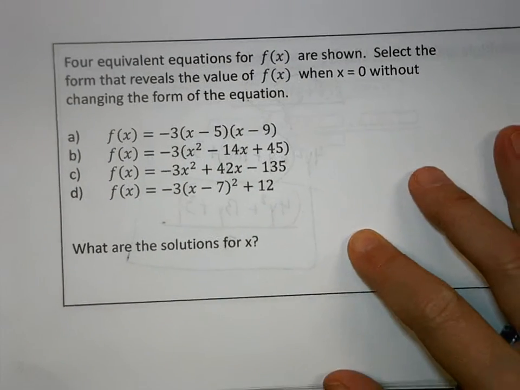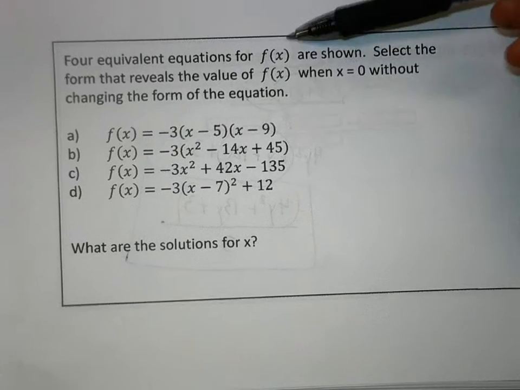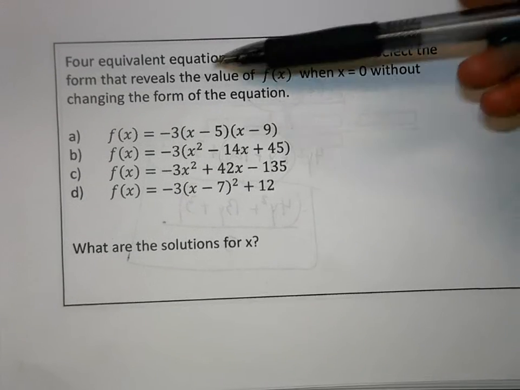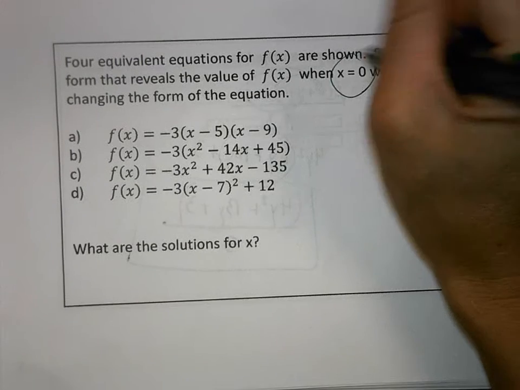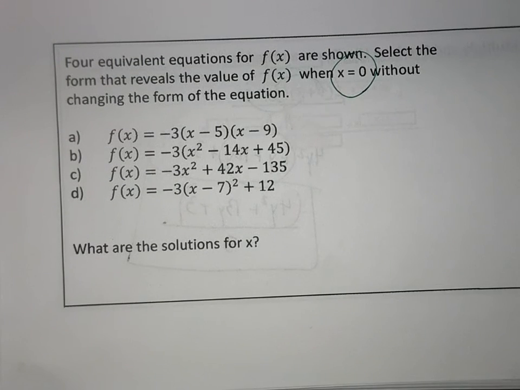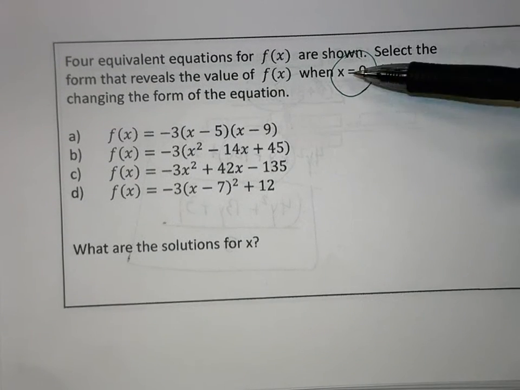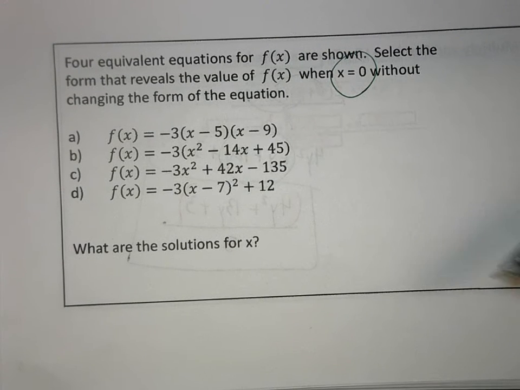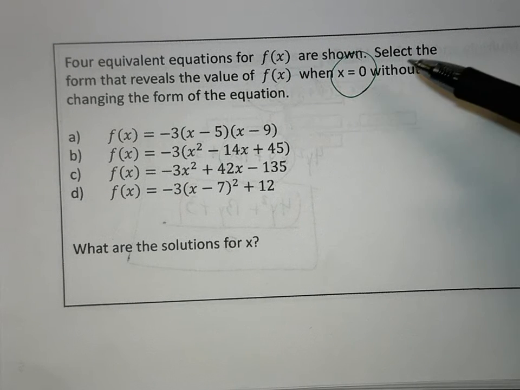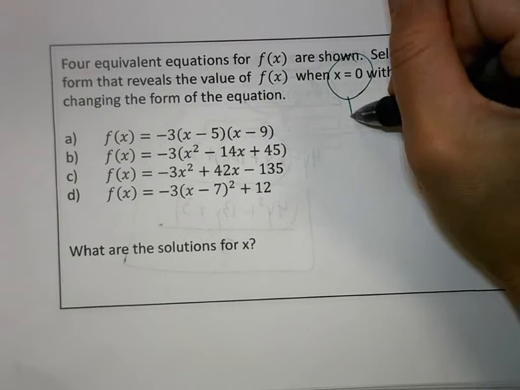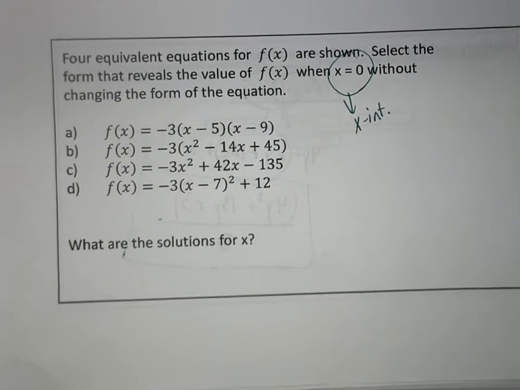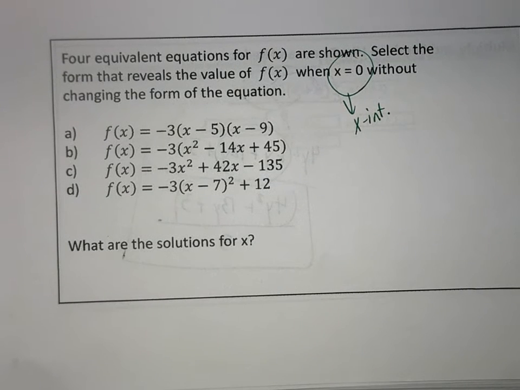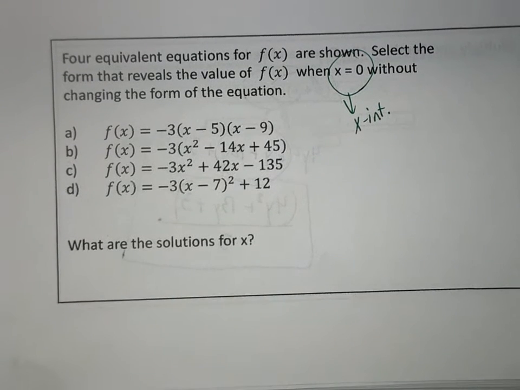Four equivalent equations for f of x are shown below. Select the form that reveals the value of f of x when x equals 0 without changing the form of the equation. What does x equals 0 mean? What are they talking about? It's talking about your x-intercepts, okay? When would the graph cross the x-axis? So which form would you use to find those values?